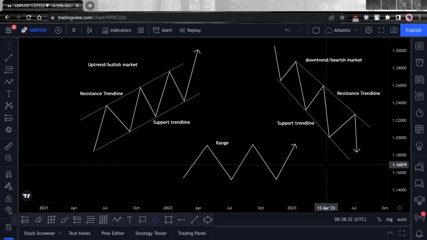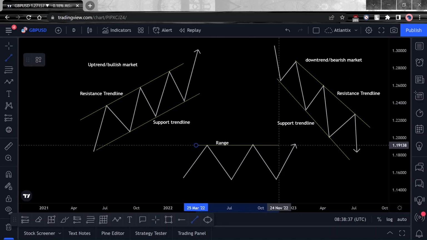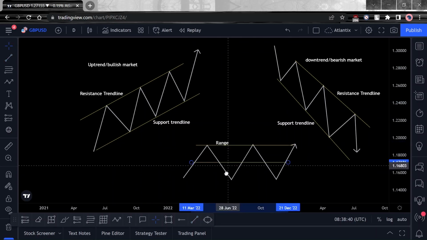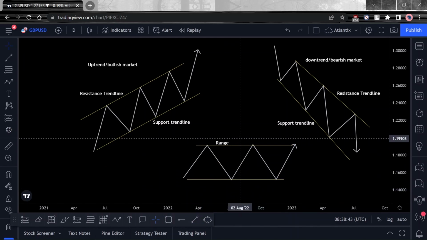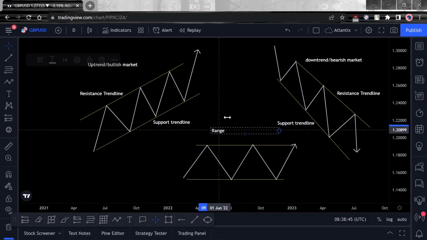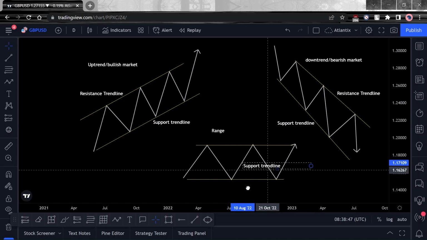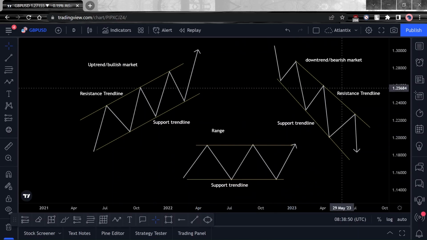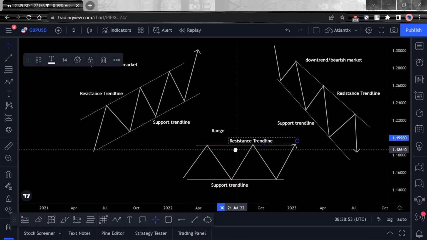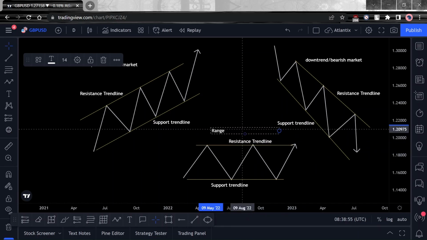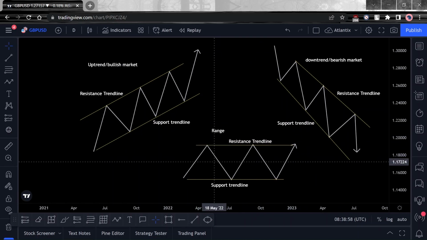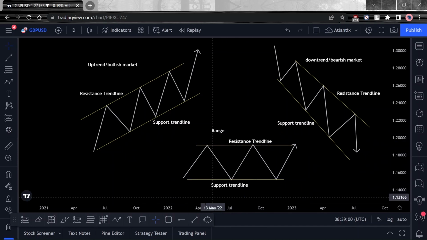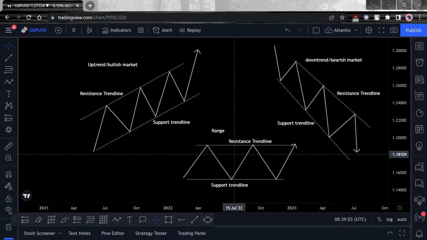Okay, so obviously in a range you would also be able to label more or less in that way. So let's take this up here a bit. So this here would be our support trend line, and then this would be our resistance trend line. All right, so I'm sure you get the picture now of what exactly is taking place over here.